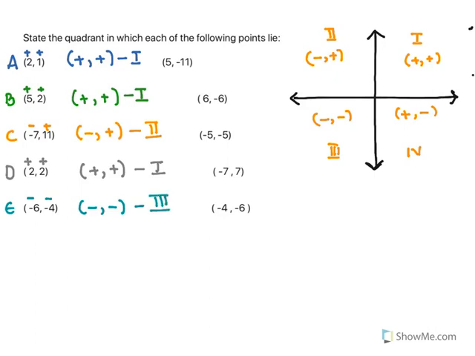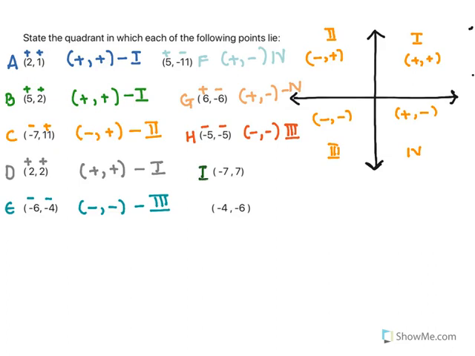Now for the next one, we have F. In F we see x is positive, y is negative. Positive, negative lies in the fourth quadrant. Now for G, x is positive, y is negative. Positive, negative again lies in the fourth quadrant. For H, minus 5, x is negative, y is also negative. The x coordinate negative, y coordinate also negative. So it will lie in the third quadrant.